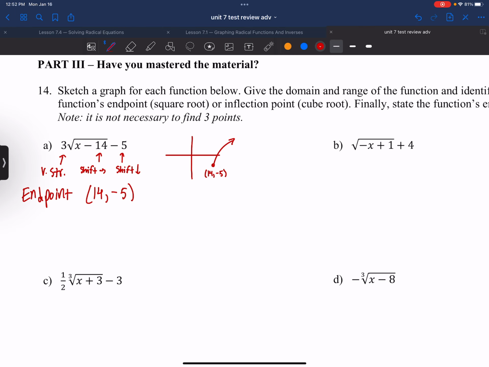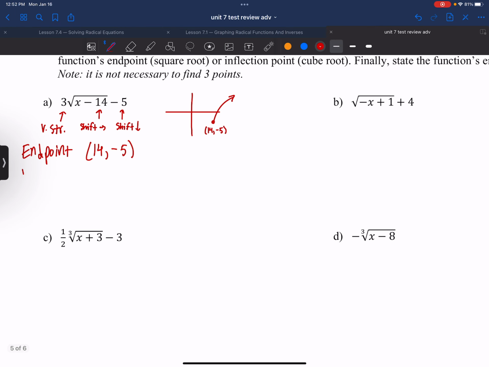It also says we want to give the domain and range of this function. And that's kind of the primary reason for sketching this picture. My domain is my x values. Notice it starts at x equals 14 and the curve goes right to infinity. So the domain is going to be 14 to infinity. The range, well, the lowest point on this graph is also at that endpoint, -5. So I'll say bracket -5 because it starts there and continues upwards towards infinity.